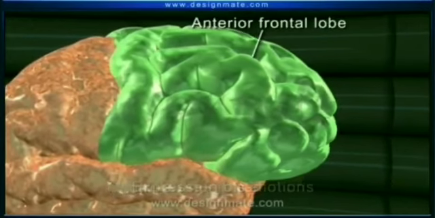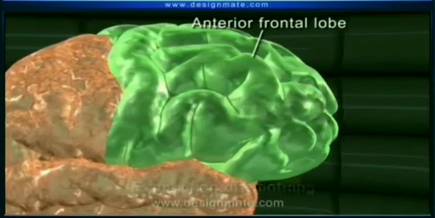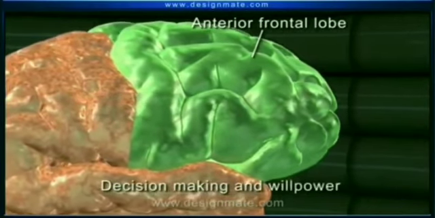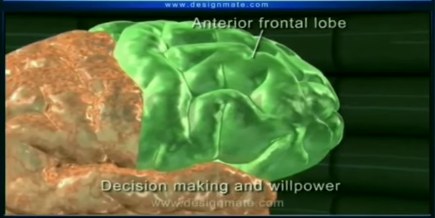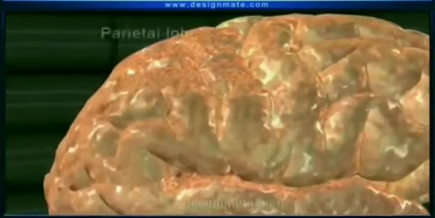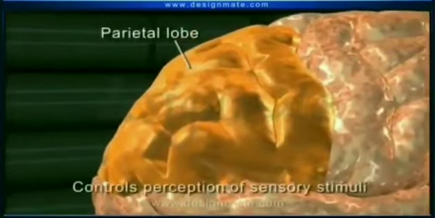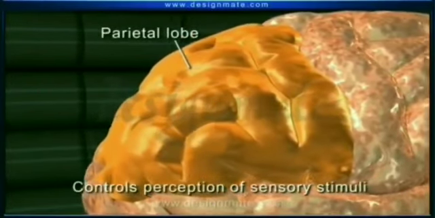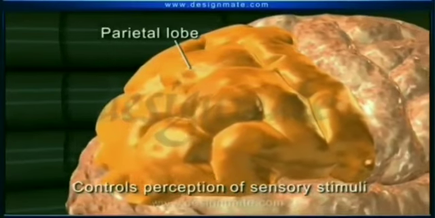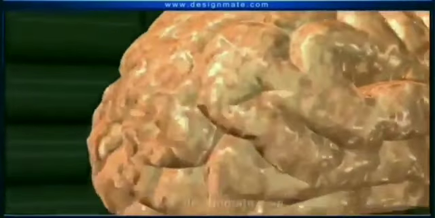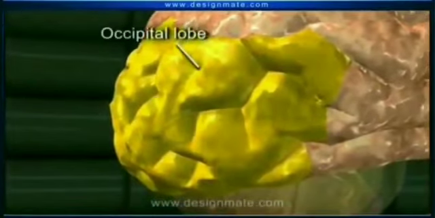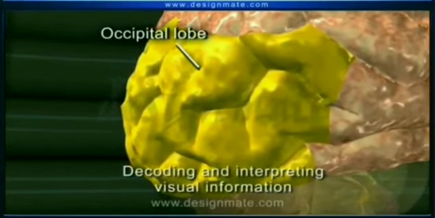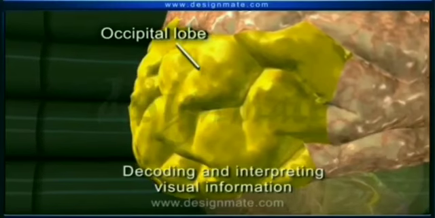Expression of emotions, intelligence, willpower, memory, personality areas, etc. are located in the frontal lobe. Parietal lobe, they are mainly for somaesthetic sensation of pain, pressure, temperature, taste. Occipital lobes, they have the visual area mainly for sense of vision.